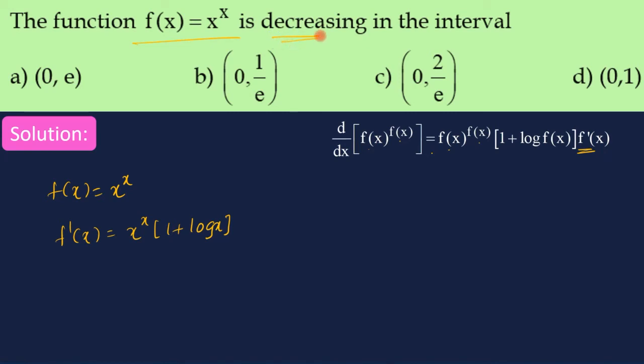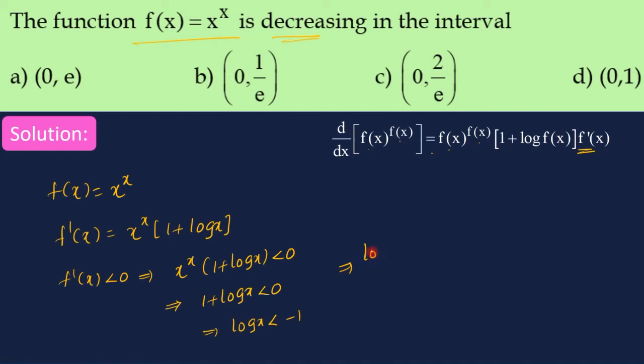Given function is decreasing, so here f dash of x is less than 0. This implies x power x into 1 plus log x is less than 0. This implies 1 plus log x is less than 0. This implies log x is less than minus 1. This implies log x is less than log 1 by e. This implies x is less than 1 by e, that is x belongs to 0, 1 by e. Therefore, the function is decreasing in the interval 0, 1 by e. Therefore, the answer is option B.